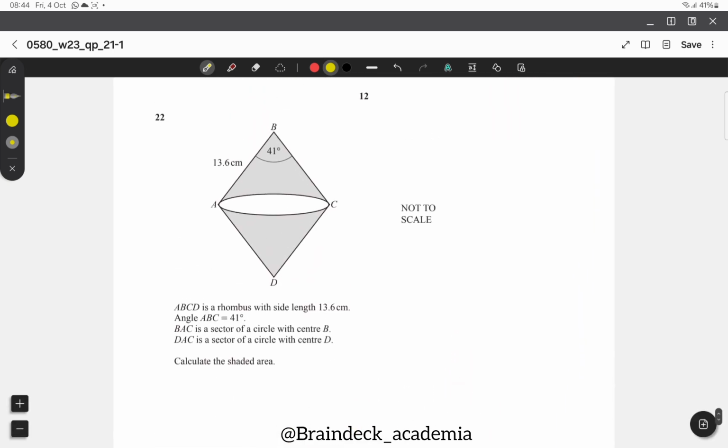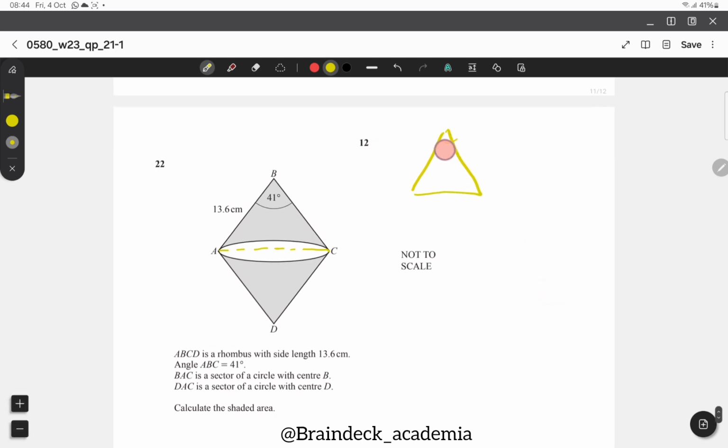So the last one, we are asked to calculate the shaded area. We know this is a rhombus, right? To calculate this, I can divide this shape into two halves. So we have a triangle and we have a triangle. Remember that to calculate a triangle with an angle in it, you can use the formula: area equals 1 over 2 bc sine A, since it's A that is holding the angle, right?